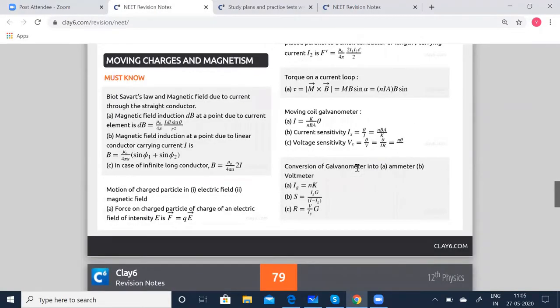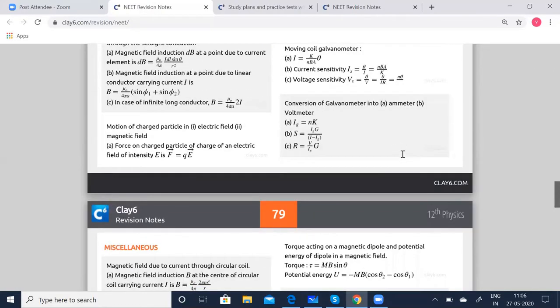Torque. Torque on a current loop is given by tau is equal to m vector cross B vector. Whenever there is a cross product, sine theta is going to play a role here. So it is mB sine alpha, which is equal to nIA B sine alpha, where n is the number of turns, I the current, A the area, B is the magnetic field intensity, and theta is the angle made with the magnetic field. And then moving coil galvanometer.